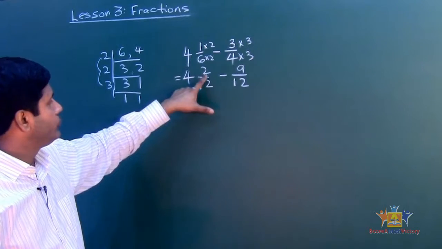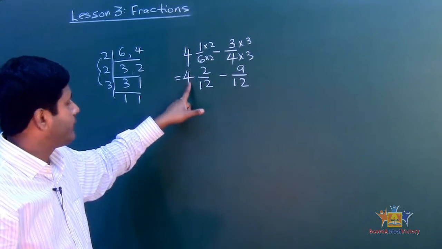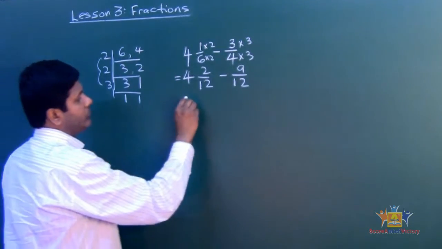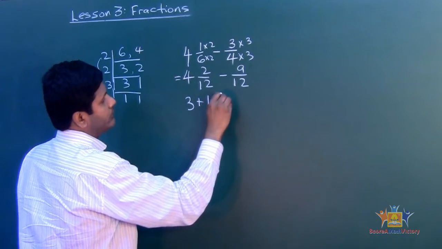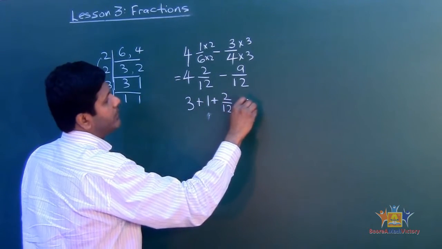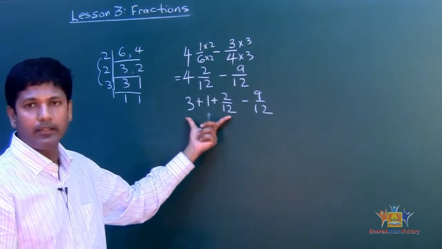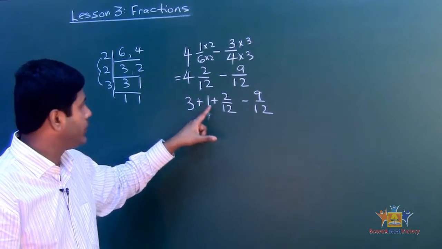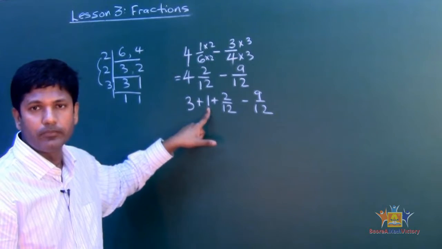But look at that. 2 minus 9, you can't. So you have to borrow from 4. Alright? So that means I'm going to say 3 plus 1 plus 2 over 12 minus 9 over 12. See that? I kind of just broke them apart like that. Why? So that way I can find out what to change 1 into so that I can add with 2 over 12. So what do I change 1 into?